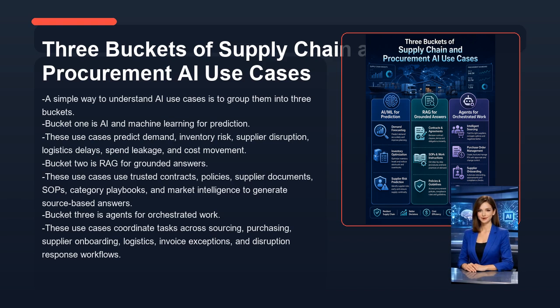Bucket 2 is RAG for grounded answers. These use cases use trusted contracts, policies, supplier documents, SOPs, category playbooks, and market intelligence to generate source-based answers. Bucket 3 is agents for orchestrated work. These use cases coordinate tasks across sourcing, purchasing, supplier onboarding, logistics, invoice exceptions, and disruption response workflows.